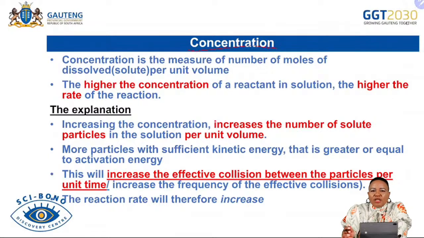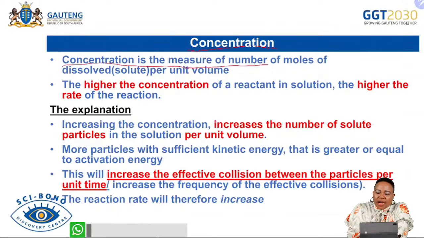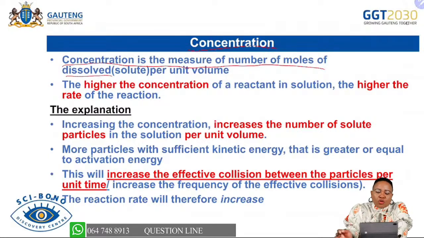Now, what is it that concentration can mostly affect? We know that concentration can mostly affect what? The solutions, because the concentration of all solids is 1. So concentration is the measure of the number of moles of dissolved solute per unit volume. So the higher the concentration of a reactant solution, the higher the reaction rate. When the concentration of a solution is increasing, we expect the reaction rate to increase.